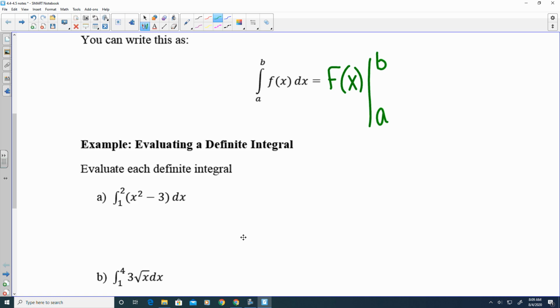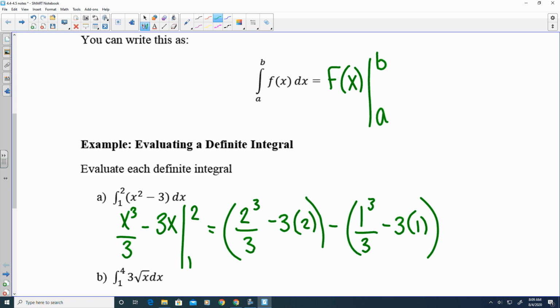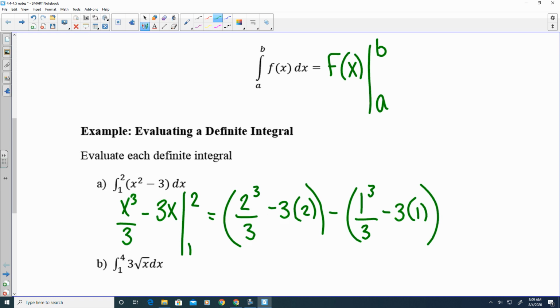Okay, so let's evaluate this. x squared minus 3 from 1 to 2. The antiderivative of that is x to the third over 3 minus 3x, and we're evaluating that from 1 to 2. So the long way here would be to plug 2 into both terms in the antiderivative, and then we plug 1 into both terms of the antiderivative, and then simplify that. That's negative 2/3.